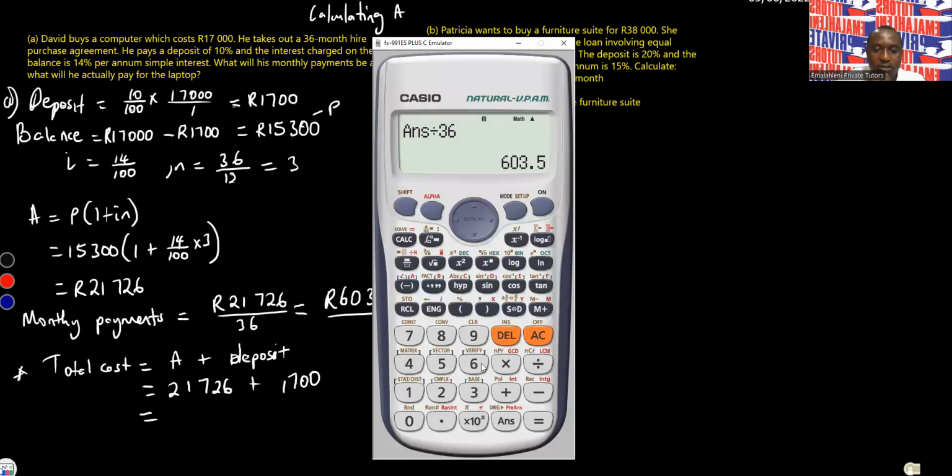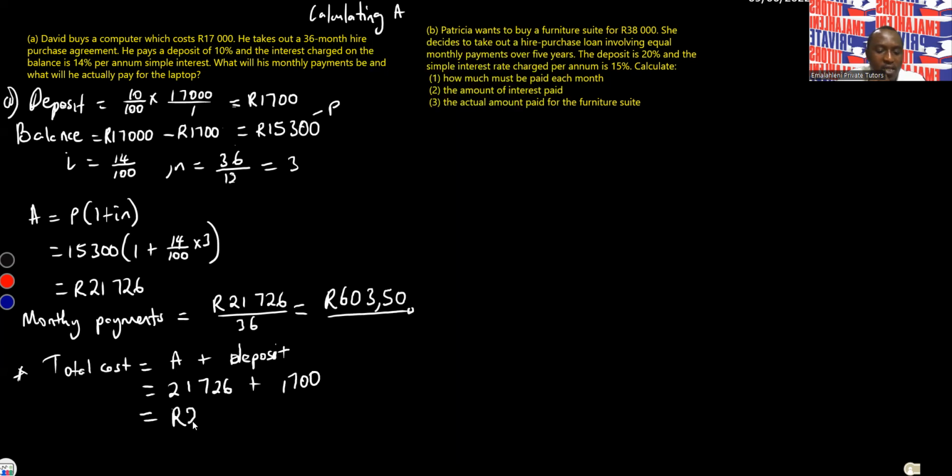So here, what are you going to have? It's going to be 1,700 plus 21,726. So we get 23,426. So here is the total amount that should be paid. And remember, you must not forget to put the units for money, because this is money. You must put the unit of rand. Okay, now let's look at this and see what we're having here.